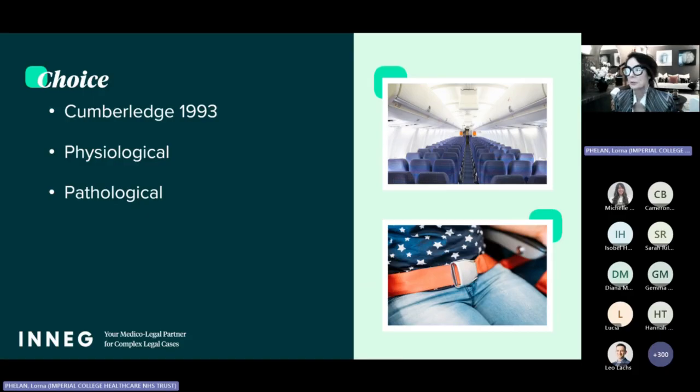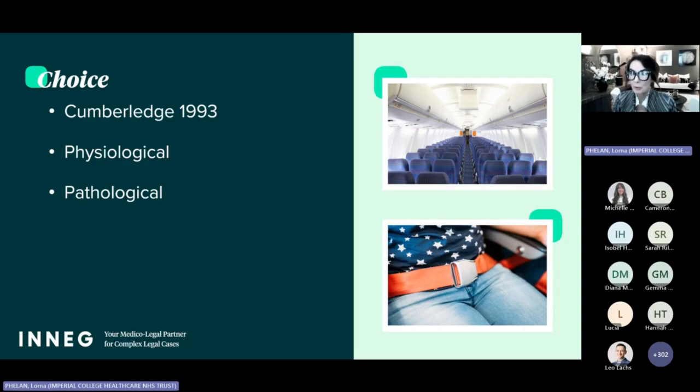So choice was a concept that was really promoted by Baroness Cumberlege in the report that she authored, Changing Childbirth, in 1993. And at the time, it was quite revolutionary. The report focused on empowering women and their caregivers to decide on the place of birth and how they would like their birth to go. And I don't think anybody that read that report wasn't supportive of maternal choice.